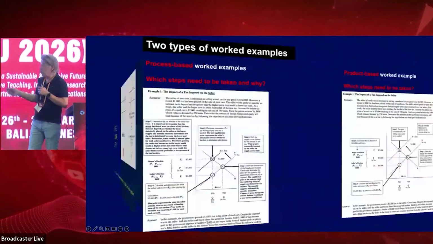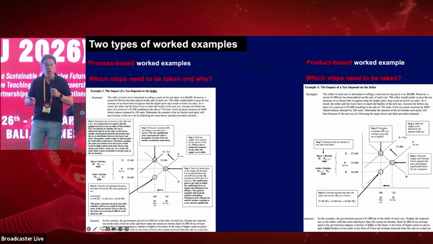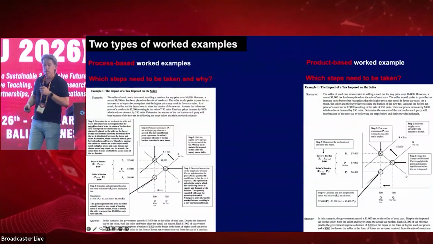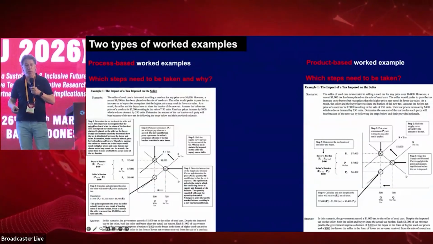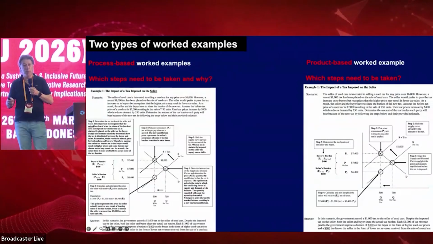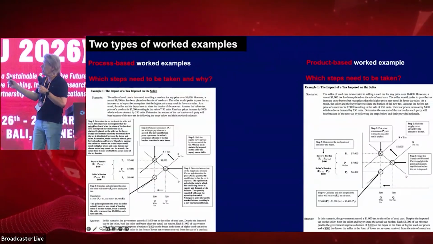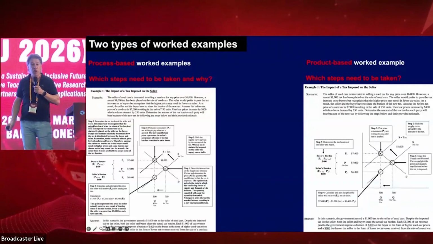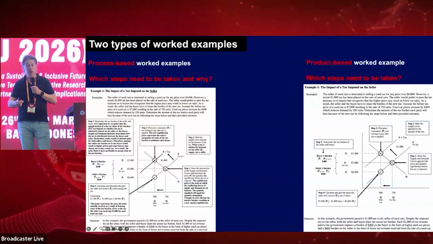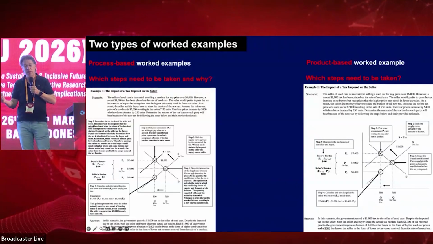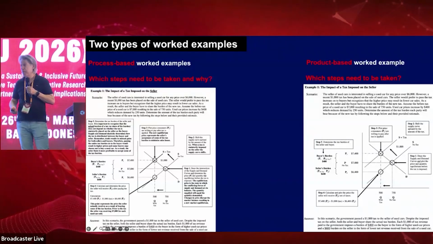That is also why we distinguish between two types of worked-out examples. One provides full guidance: the so-called process-based worked-out examples, in which we show what needs to be done, all the steps that need to be taken, but also why you need to take these steps. So this provides full guidance to the students. Then we have product-based worked-out examples, which provide less guidance, but still a lot of guidance. They only show the steps that need to be taken and not why.